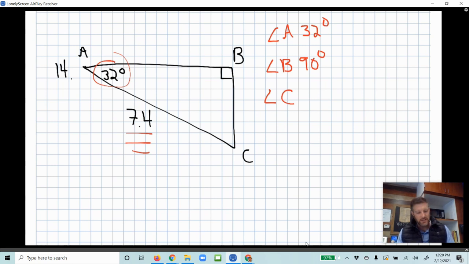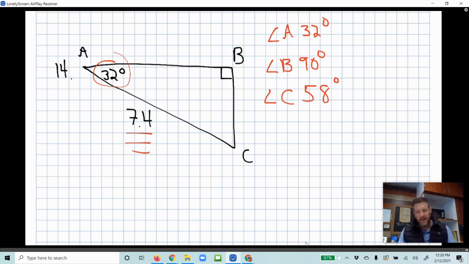Well, no, because if I just use my triangle sum rule, I know that angle A and C must add up to 90. So if angle A is 32, then that makes C 58. So I could solve for my missing angle without doing any sort of trig whatsoever, because I know that those two, A and C, are complementary. They add up to 90 degrees.